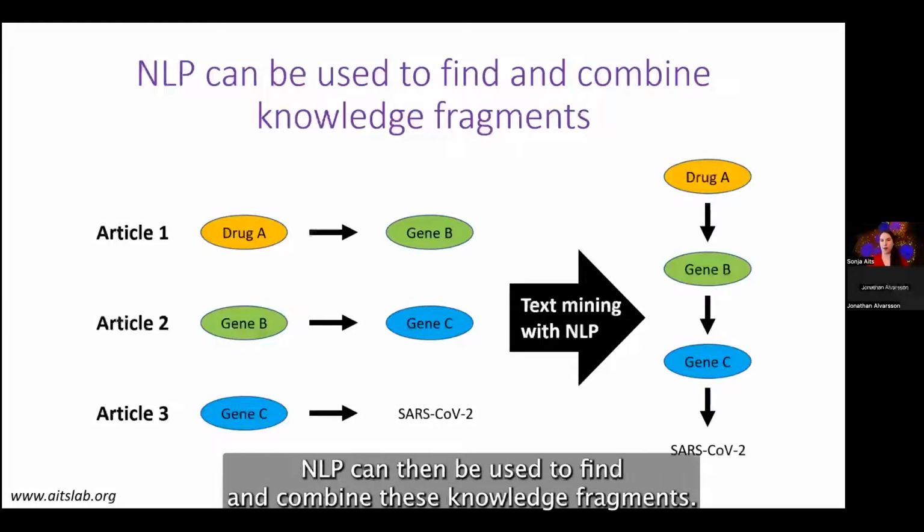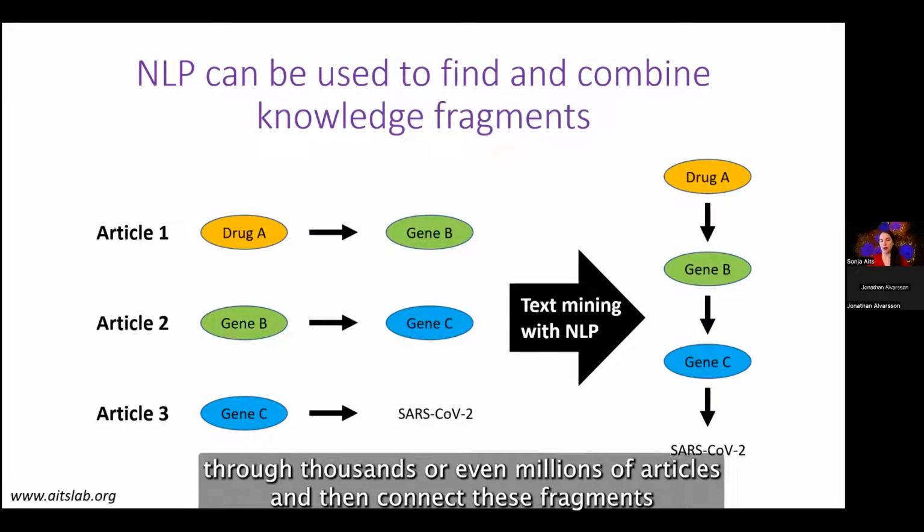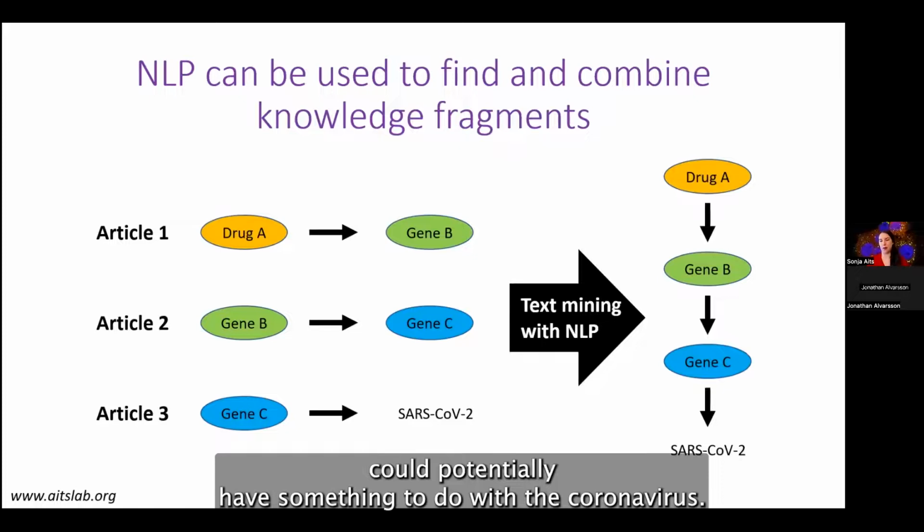NLP can then be used to find and combine these knowledge fragments. So basically, the computer can read through thousands or even millions of articles and then connect these fragments of information into a chain that tells you clearly that drug A could potentially have something to do with the coronavirus.